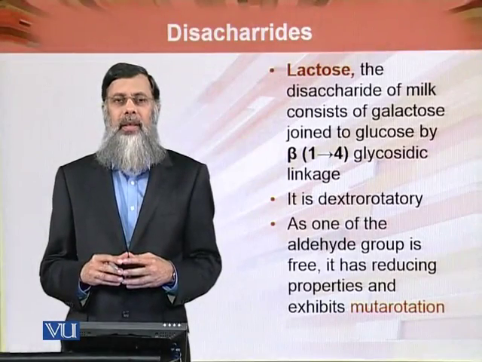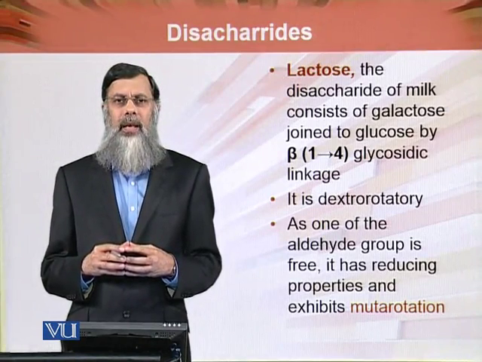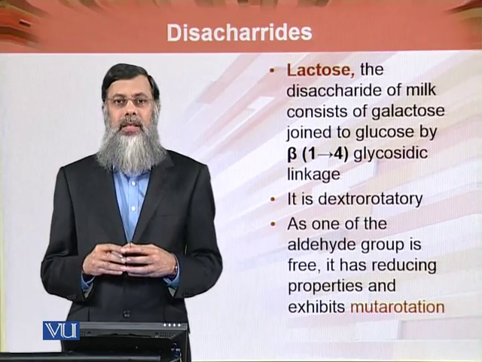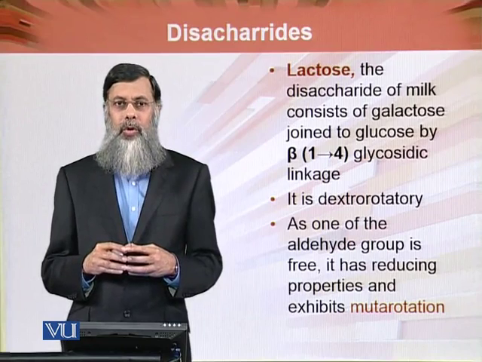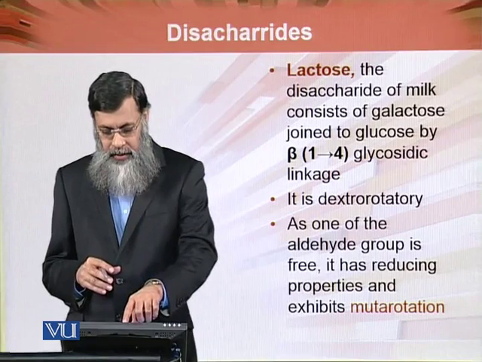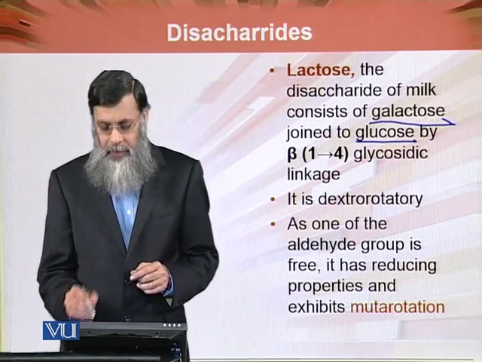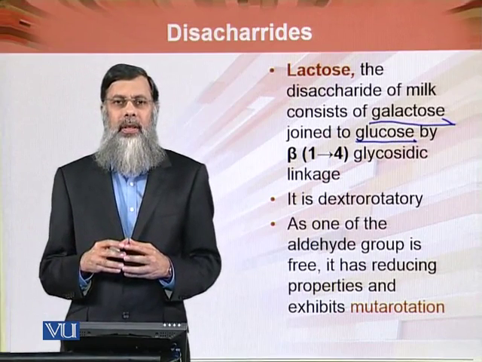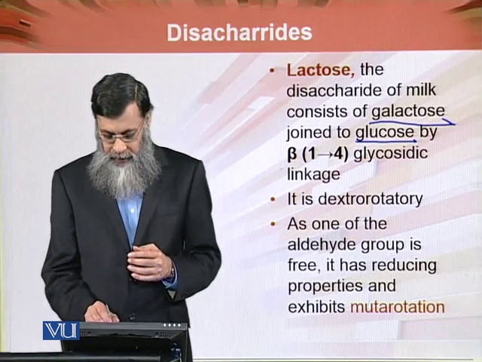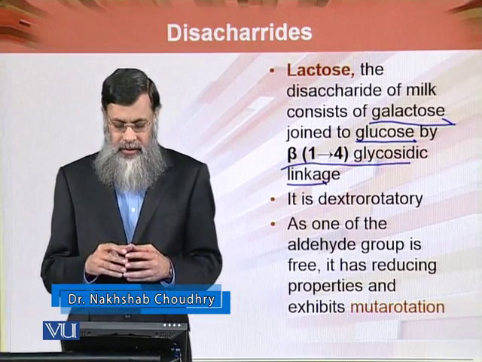We will discuss in this module another disaccharide which is commonly known as lactose or milk sugar. Lactose, the disaccharide of milk, consists of a molecule of the monosaccharide galactose and the other is glucose. In maltose, both were glucose and both were on alpha 1,4 linkage, whereas here there will be a beta 1,4 glycosidic linkage, which we will discuss in the next few slides.